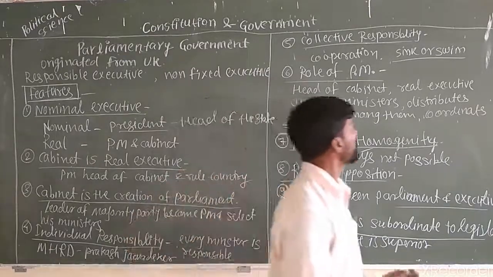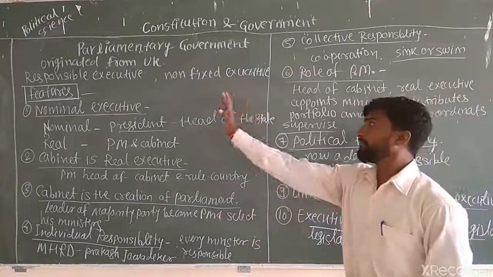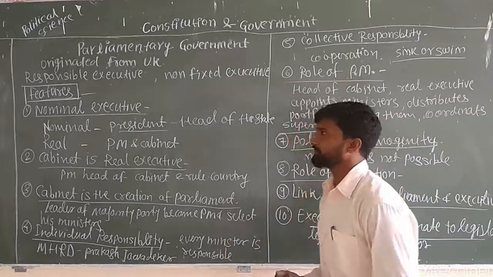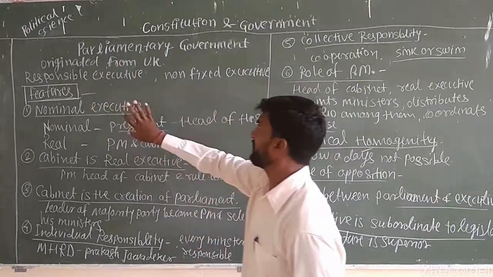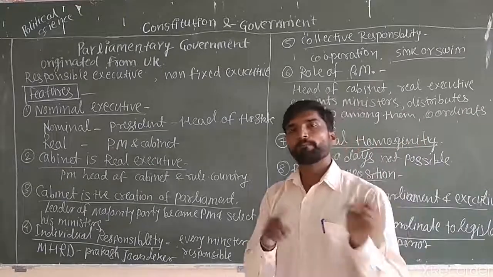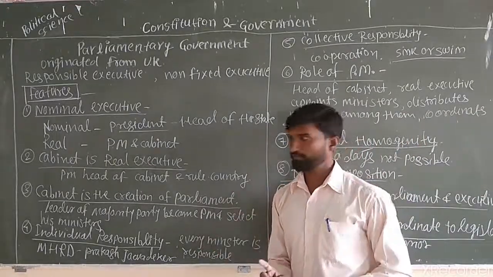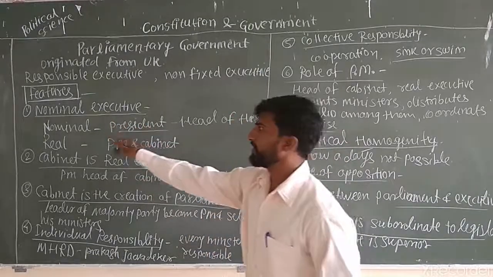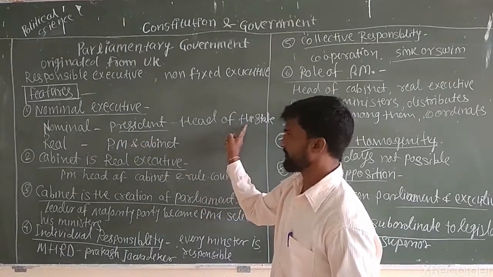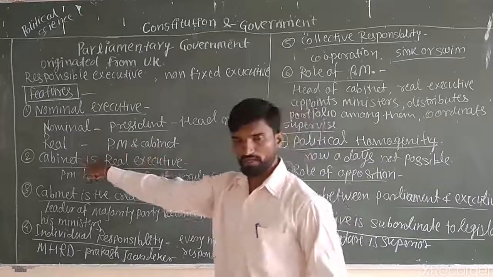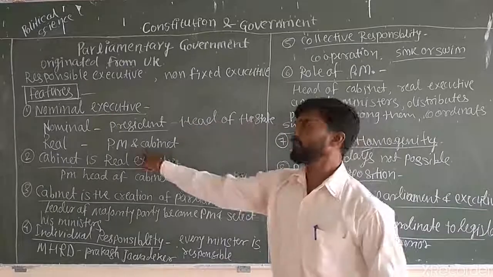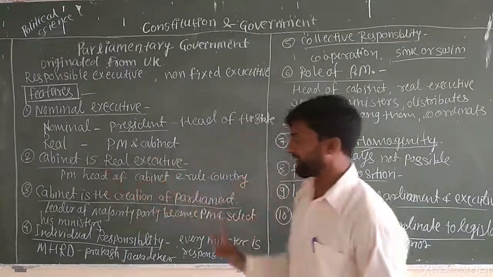So students, this is about the parliamentary government, where two types of executive come, and this parliamentary is called a responsible executive, which is not a fixed executive, and because of the executive, parliament is going to be created. So there is a nominal executive. Nominal and real executives are different. President of India is nominal, he is the head of the state, whereas PM and cabinet are the real, and PM is the head of the government. President, head of the state, PM, head of the government. Then cabinet is a real executive.